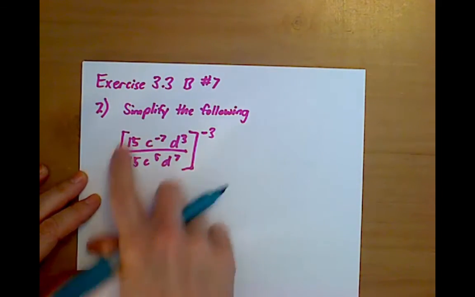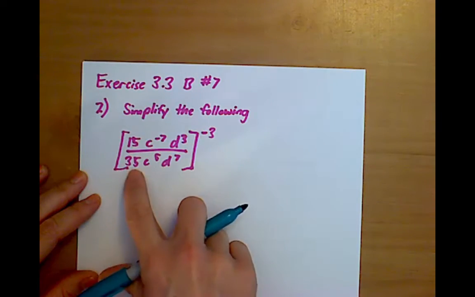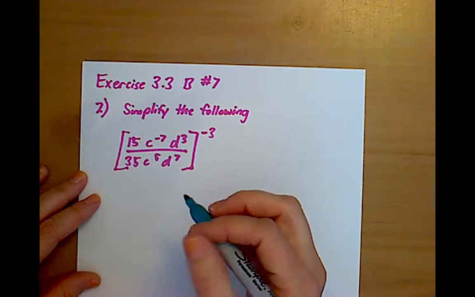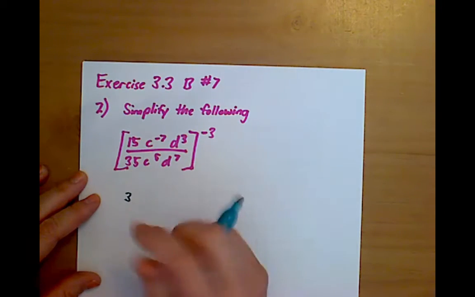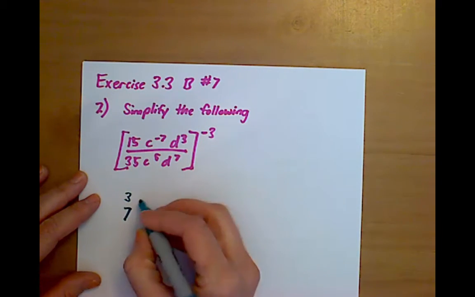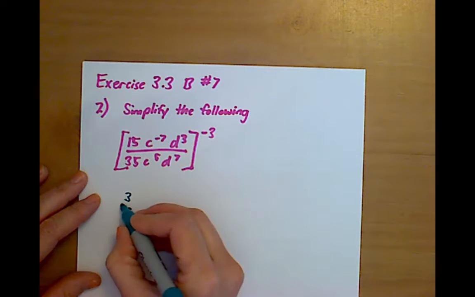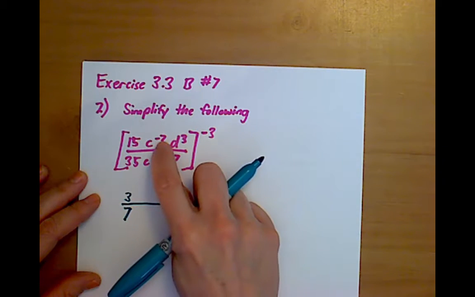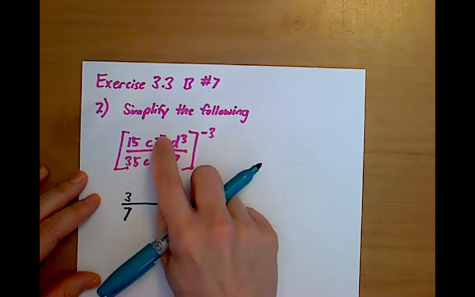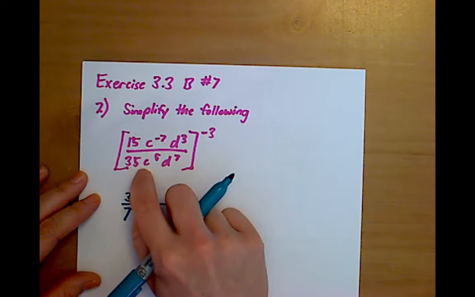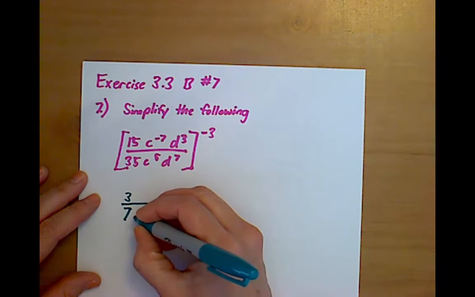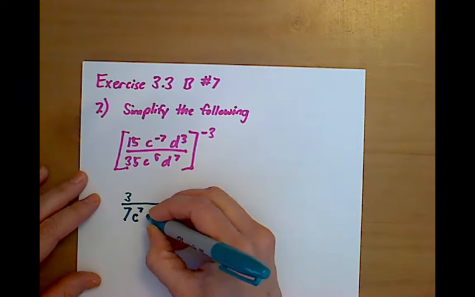Okay, so this in here can be simplified. We have 15 over 35. Both of those can be divided by 5. So 15 divided by 5 gives us 3, and 35 divided by 5 gives us 7. All right, and then we have c to the negative 7th and c to the 5th. If we move that c, the c to the negative 7th is actually c to the 7th down on the bottom. We'll end up with c to the 7th on the bottom and c to the 5th on the bottom.